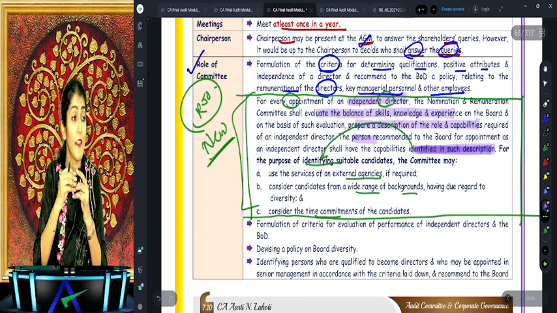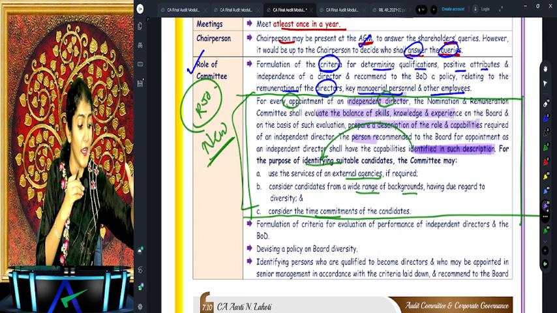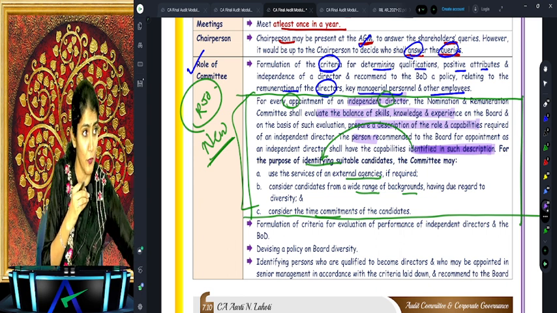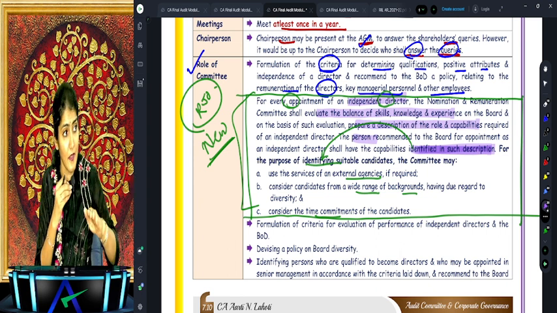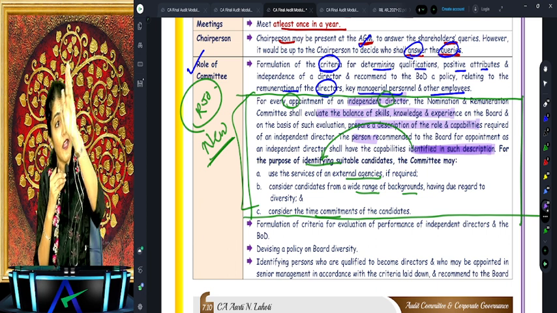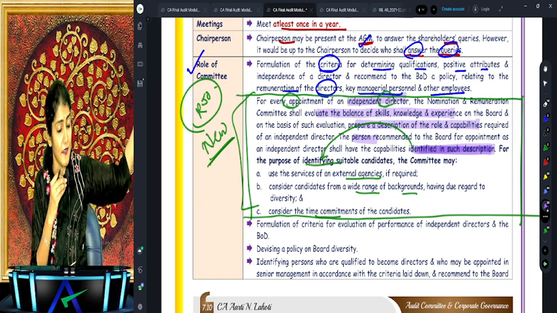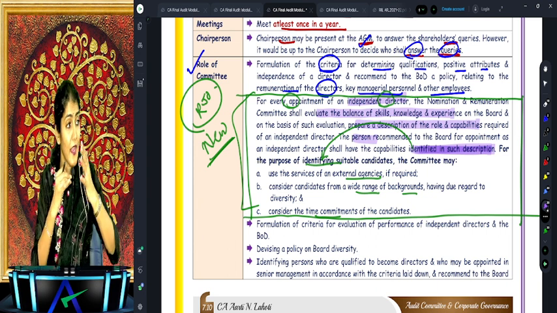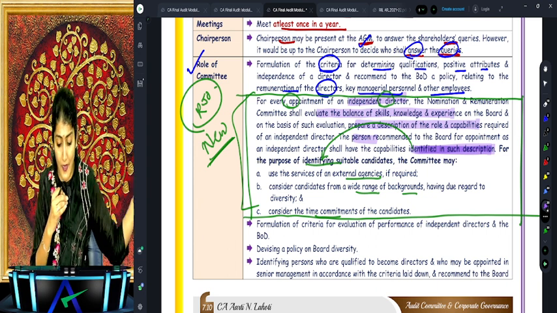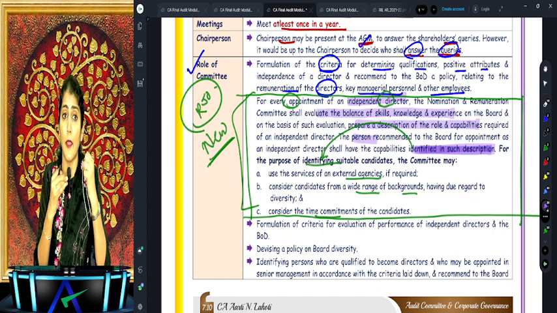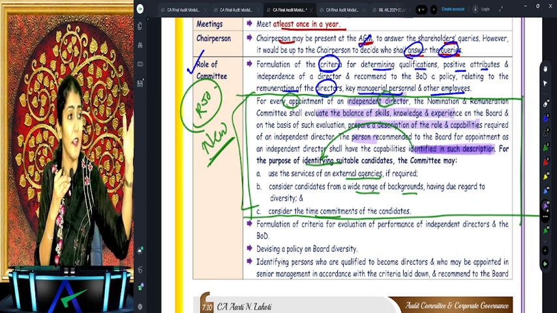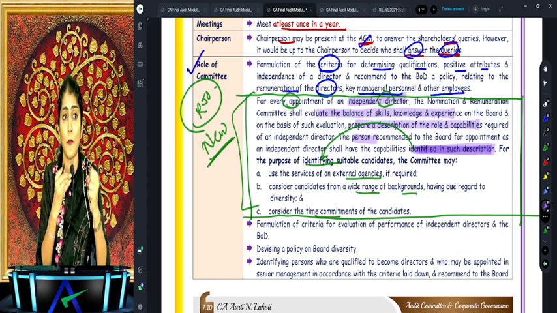But then after that, for an independent director, they will check what type of director we want. Accordingly prepare a description. Then according to the description, they will identify. How can they identify? They can use the services of an external agency. They should consider candidates from a wide range of backgrounds, and also they should consider the time commitments of the candidate. He is already very busy, so he doesn't have time for your company.